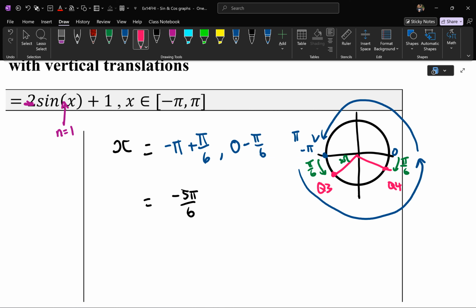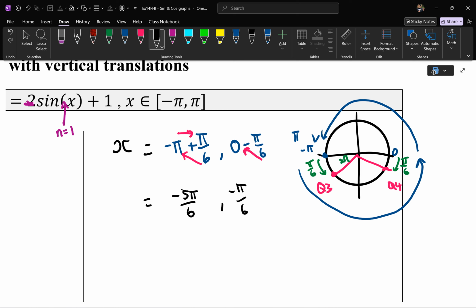For those who don't know how to do the fractions quickly, here's a trick. 6 times negative pi is negative 6 pi. And then negative 6 pi plus pi is negative 5 pi. And that's a quicker way. So 6 times 0 is 0, 0 take away pi, it's just negative pi. So negative pi on 6. Okay, if that helps for those who struggle with fractions.